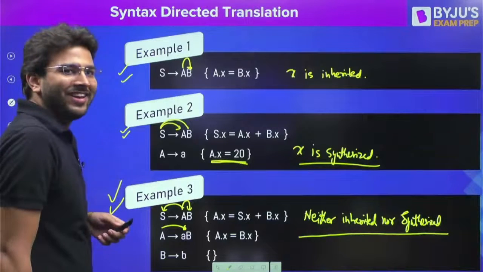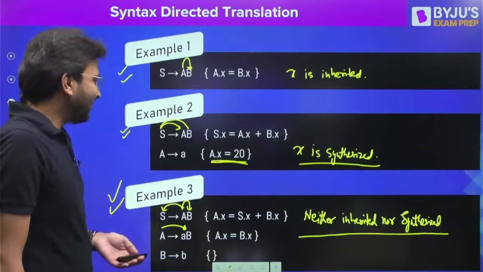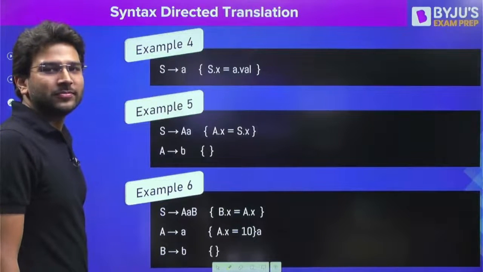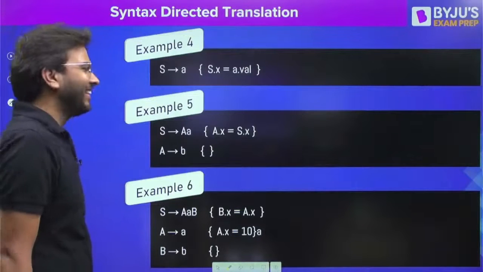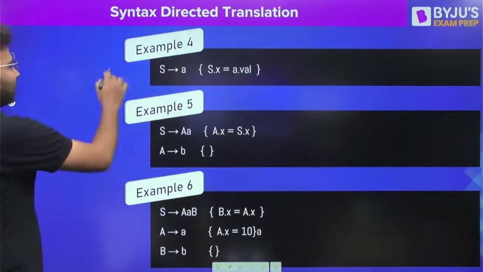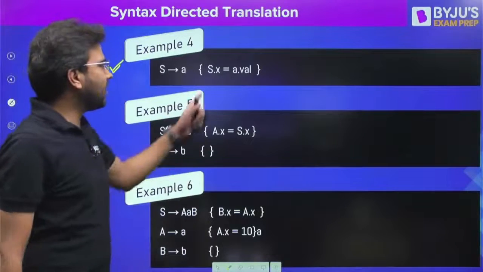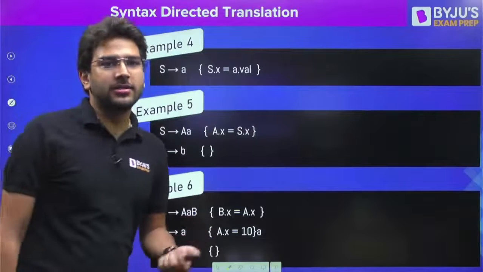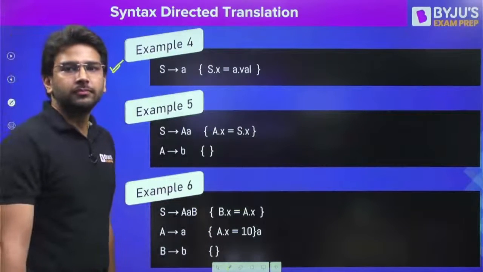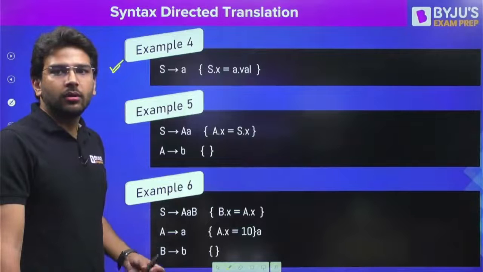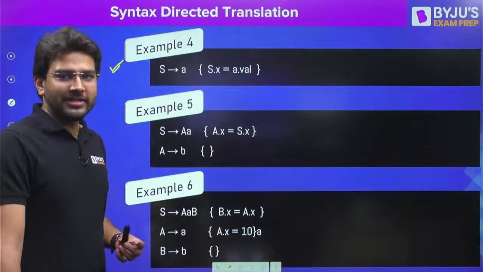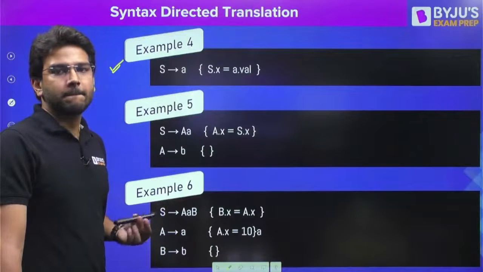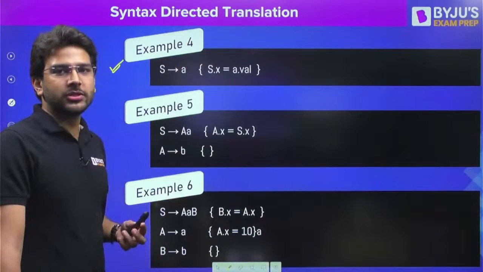Okay, sure, Vishal. If you want to do that, it's fine. What about this one? Example 4. Vishal is having doubt. Yes, tell me. What about example 4? Here we are talking about attribute X. Is it inherited or synthesized? Tell me. We will see that example as well. Wait, Vishal, we will see that example as well. Your doubt will get clear. Just wait for a few minutes.